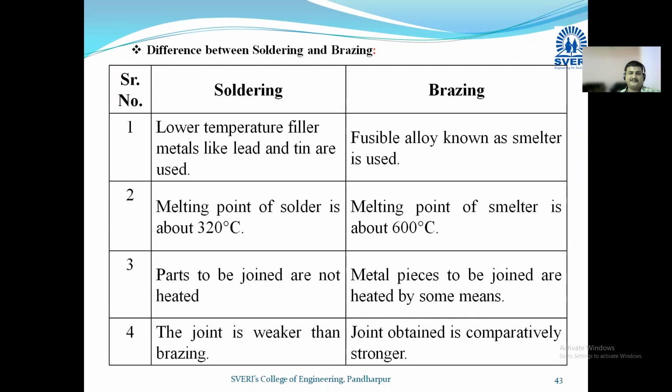The first difference between soldering and brazing is, in the soldering, lower temperature filler metal like lead and tin are used.